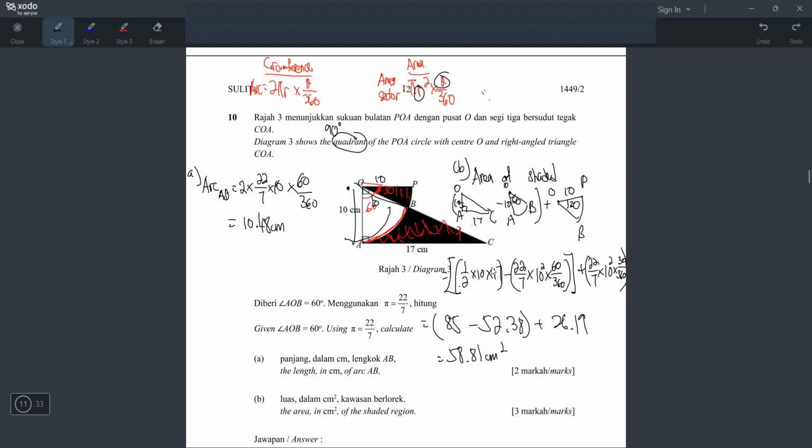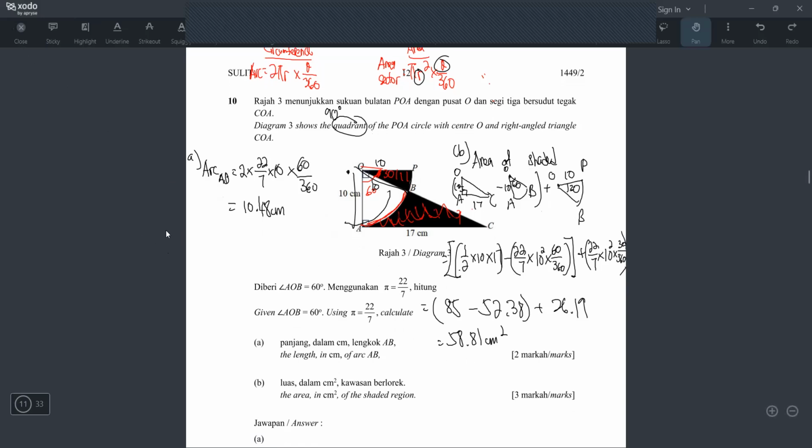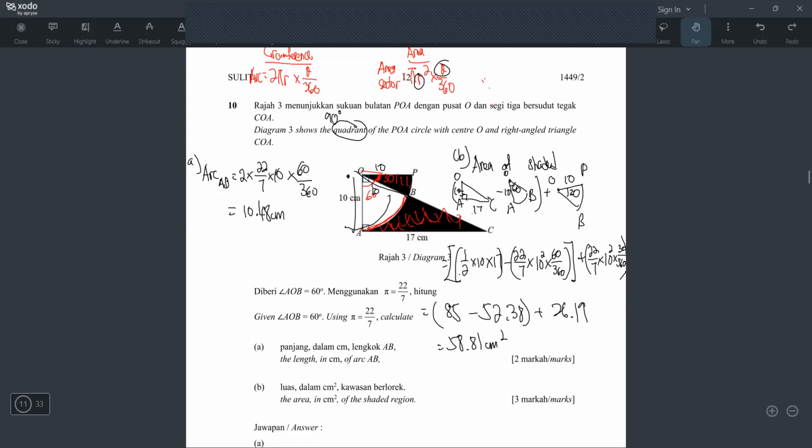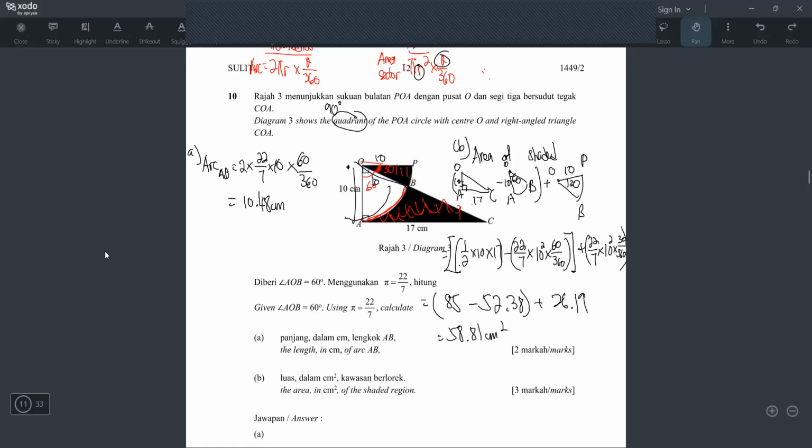Alright, so this is how you do it. So 5 marks. Alright, so can understand? Let me check with the answer. Number 10. 58.81. Correct. Okay. Did I leave out anything? Yes. Okay, I'll say a bit about this.